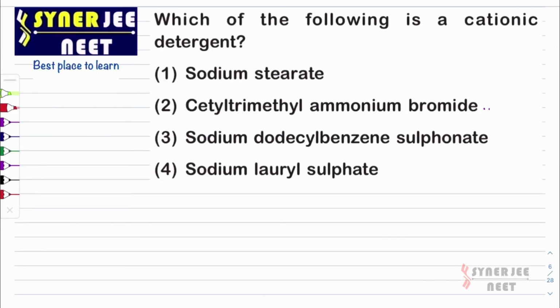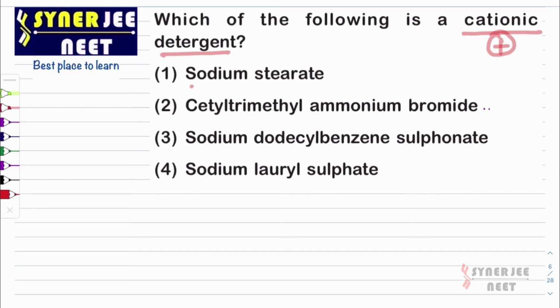In this question, which of the following is a cationic detergent? Cationic detergent means positively charged detergent. Now look here. You need not remember what sodium stearate and cetyl trimethyl ammonium bromide are. These molecular formulas and structures you need not remember. But then how to answer these questions? Actually, first of all, these molecules you can find in the chemistry in everyday life chapter in the NCERT textbook. But without remembering the molecular formulas or structure, how to solve this question?